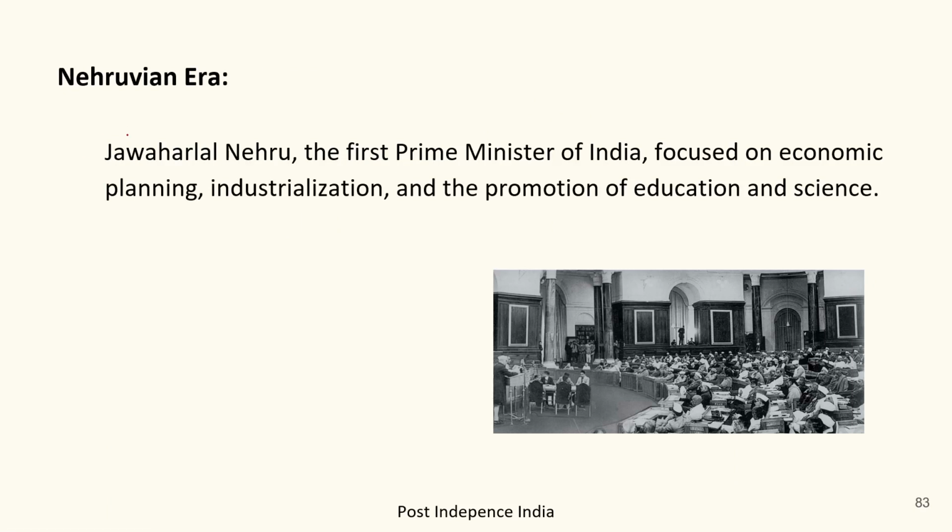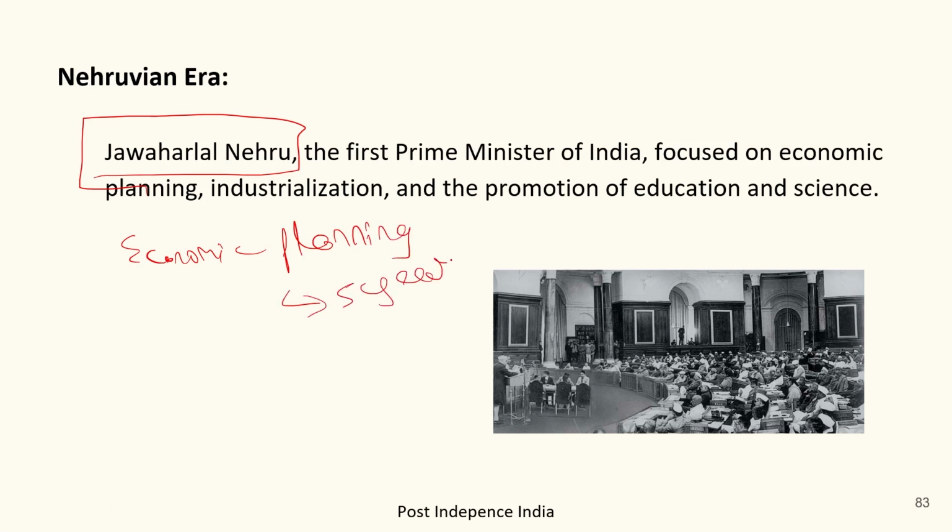Nehruvian era. Once India got independent, we had to choose our prime minister, and we chose Jawaharlal Nehru as the first prime minister of India, who focused on economic planning, industrialization and promotion of education and science. We could understand them one by one. First one was economic planning. Economic planning simply means 5-year plans. And what do you mean by 5-year plans? 5-year plans simply state that resources should be used as per requirements.